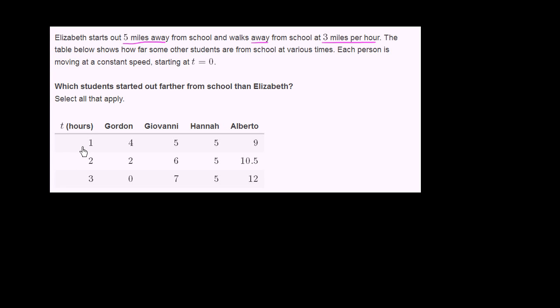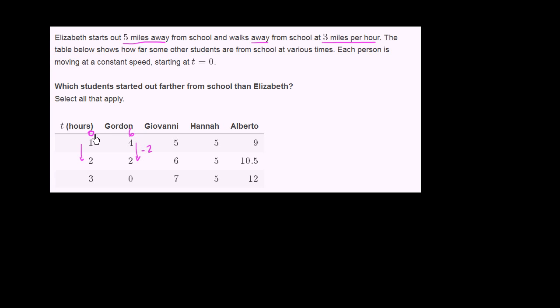As we go from hour 1 to hour 2, Gordon gets 2 miles closer. So his distance to school is decreasing. So where was he at time equals 0? I'll try to squeeze it into the chart. Well, he would have been 2 miles further, so he would have been 6 miles away.